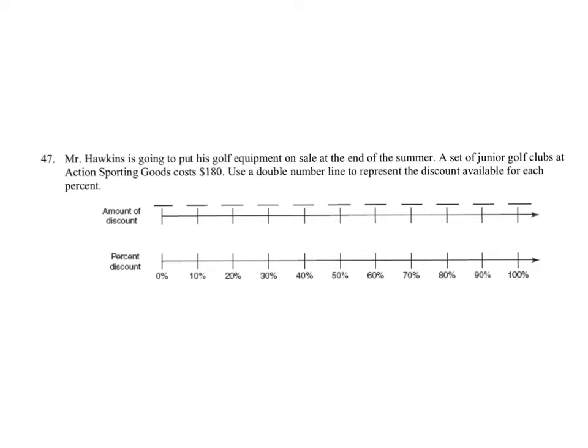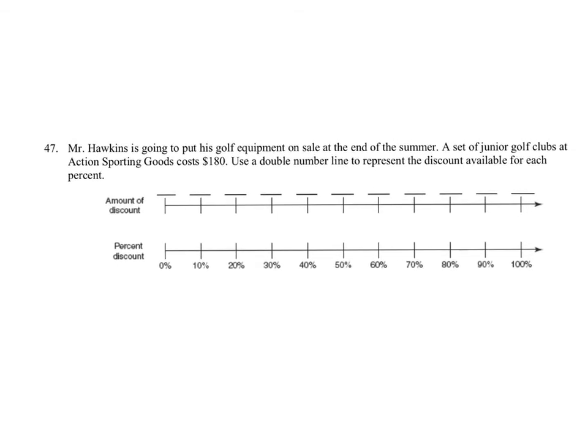Mr. Hawkins is going to put his golf equipment on sale at the end of the summer. A set of junior golf clubs at Action Sporting costs $180, so that $180 is important. Use the double number line to represent the discount available for each. So if there is 0% discount, you will get $0 off. If there is 100% discount, you will get $180. I always start with my 0 and 100 to help me figure out the rest.